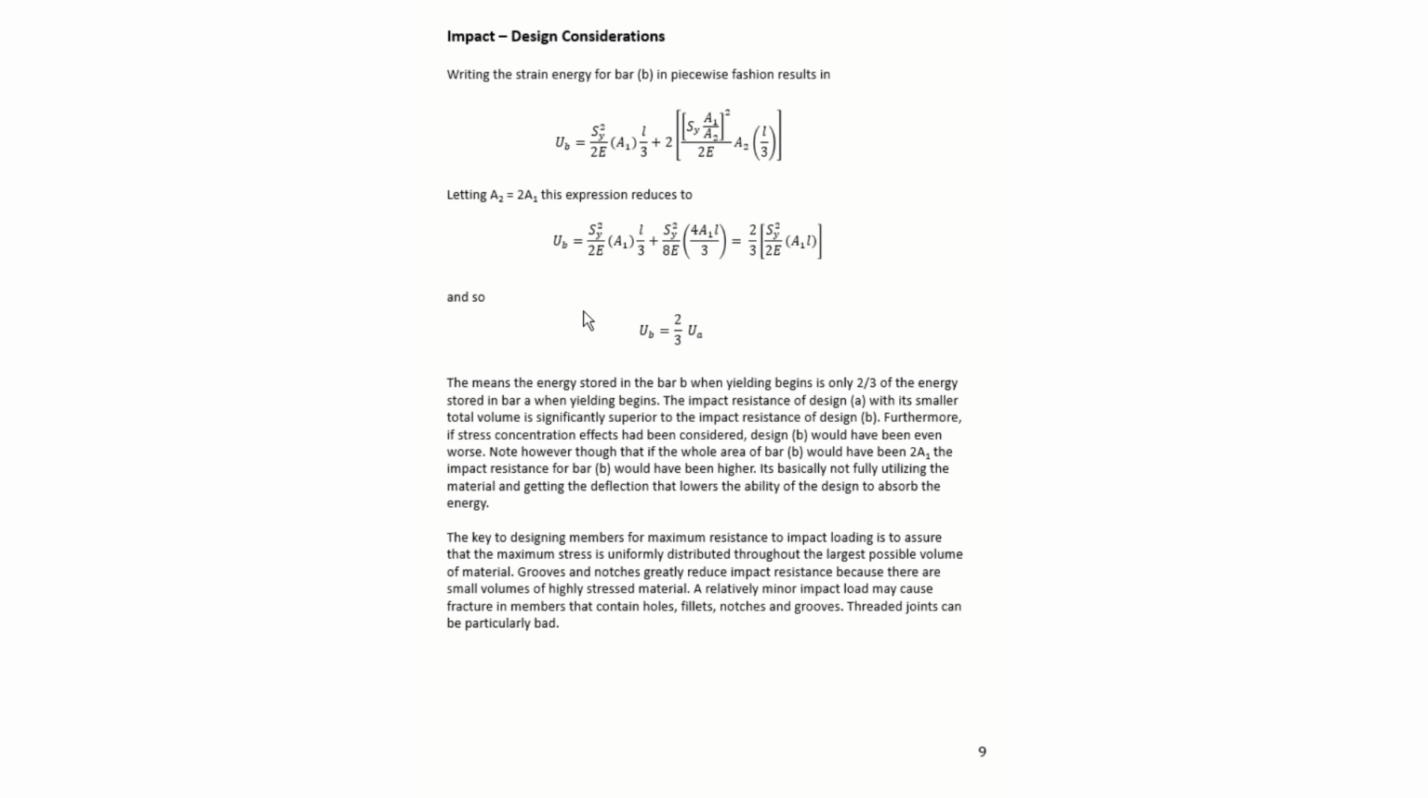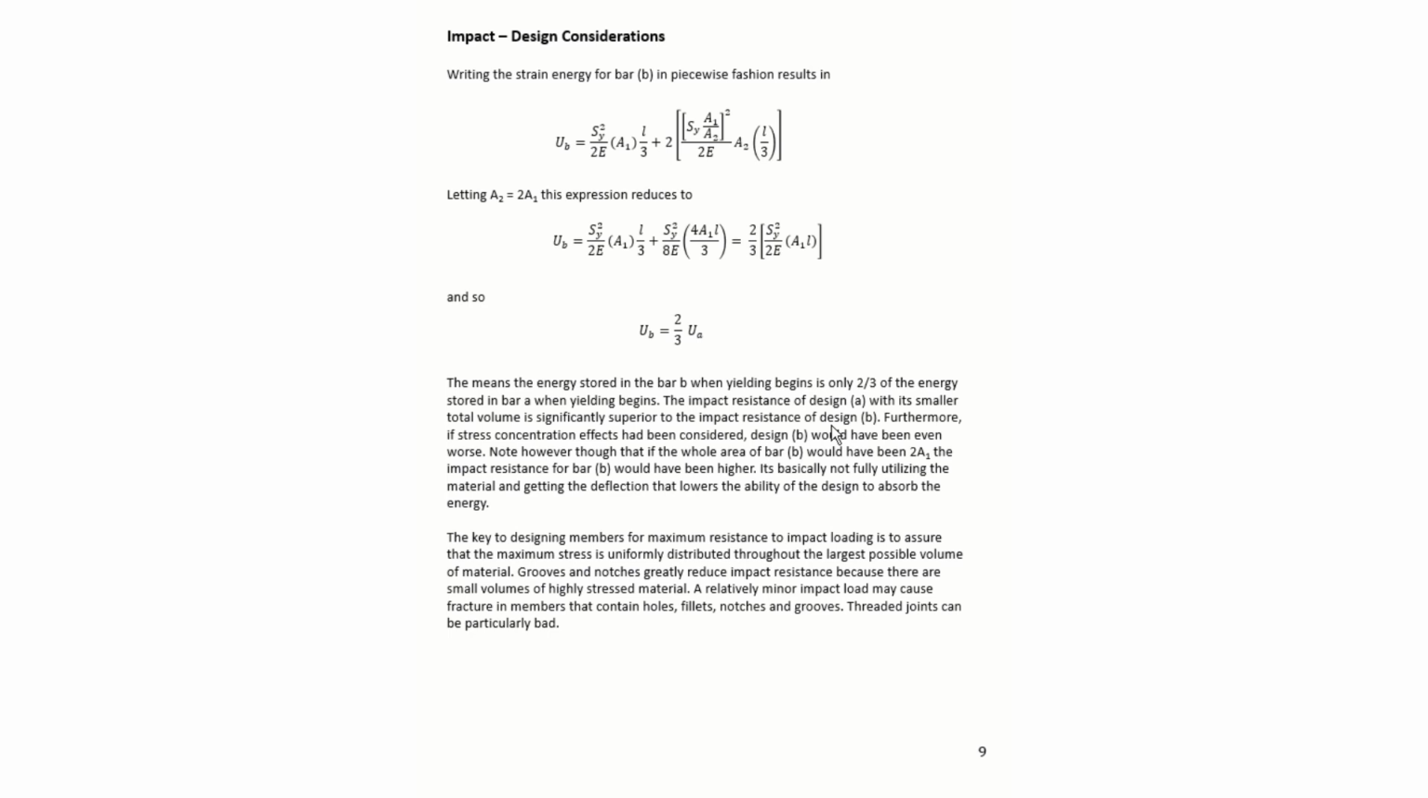So bar B will actually begin to yield with a lower strain energy than bar A. And so the impact resistance of design A, with its smaller total volume, is significantly better than the impact resistance of design B.